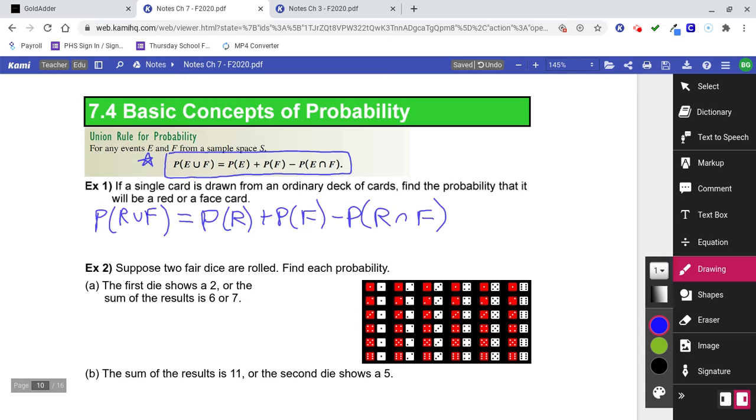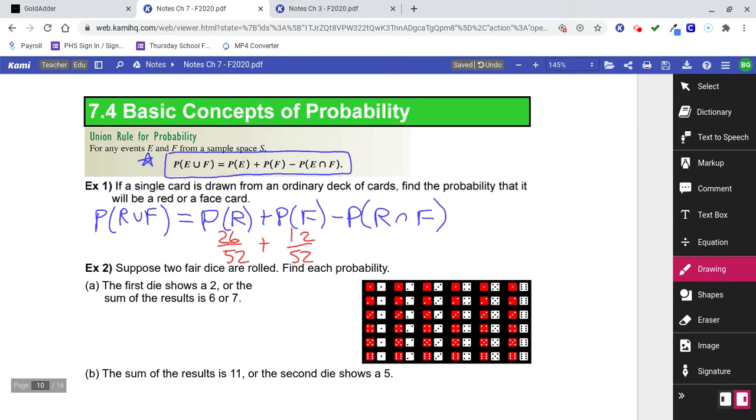That's the way I remember the union rule. So we talked about some probabilities for playing cards. Probability of being red is 26 out of 52. There are 26 red cards out of the 52 total. Now the face cards, do you remember how many face cards there were? 12, very good. King, queen, jack of the 4 suits, that's 12 face cards.